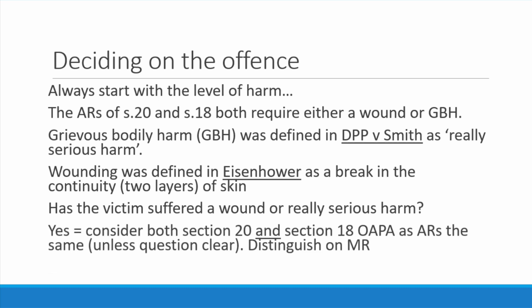So if you think that you have got one of those things, then you need to consider both section 20 and section 18, as the actus reus of these offences are the same. This is unless the question is quite clear that it's asking you particularly about one section or the other, and this sometimes does happen in the AQA exam. And once you know that the actus reus is the same, then you'll know that the mens rea is going to be really important, because that's how you're going to decide whether it's going to be the more serious section 18 offence, which is sometimes called GBH with intent, or the lesser section 20 offence.